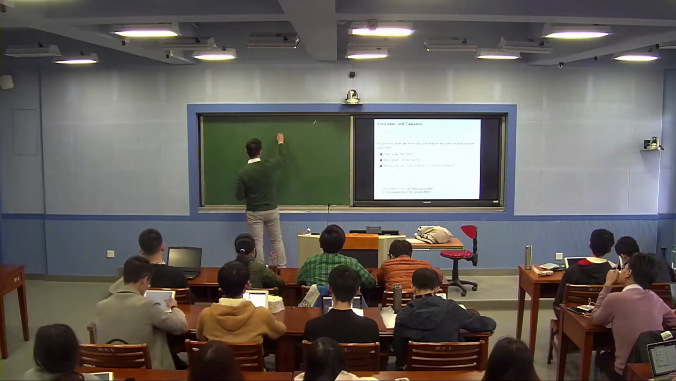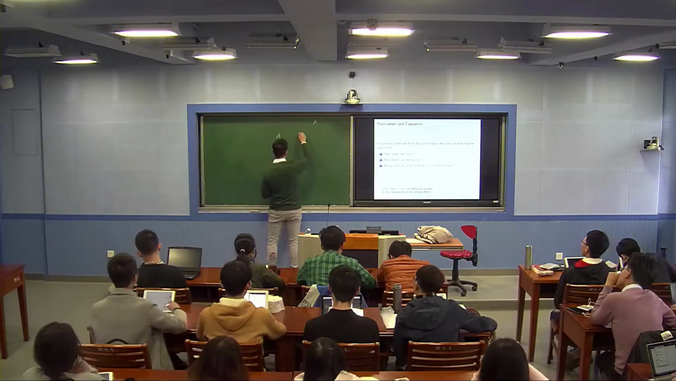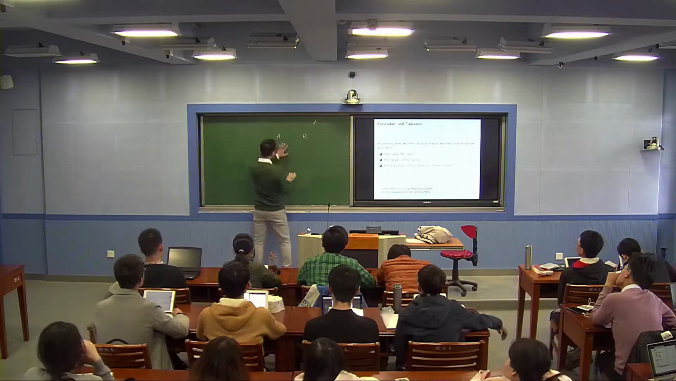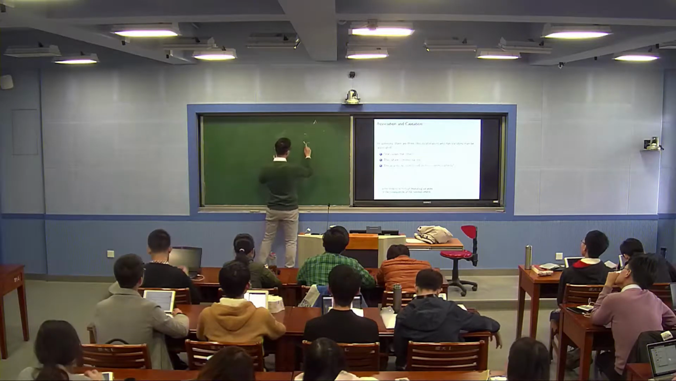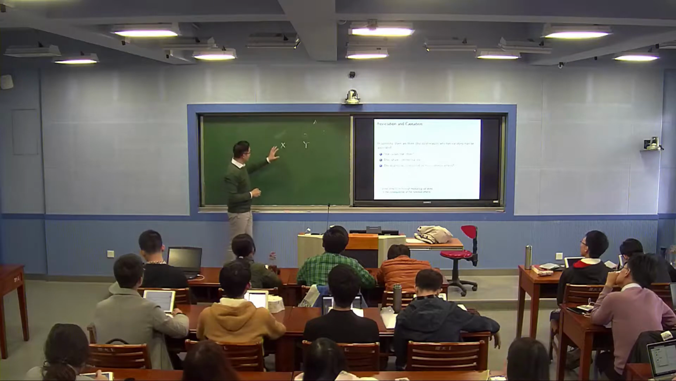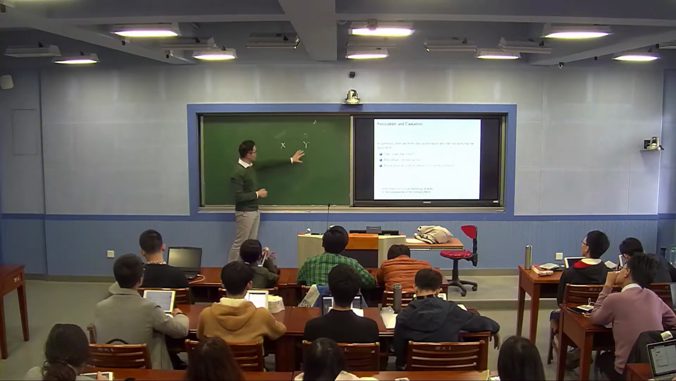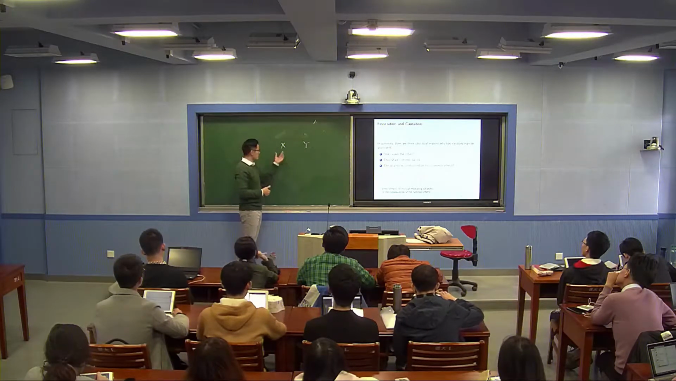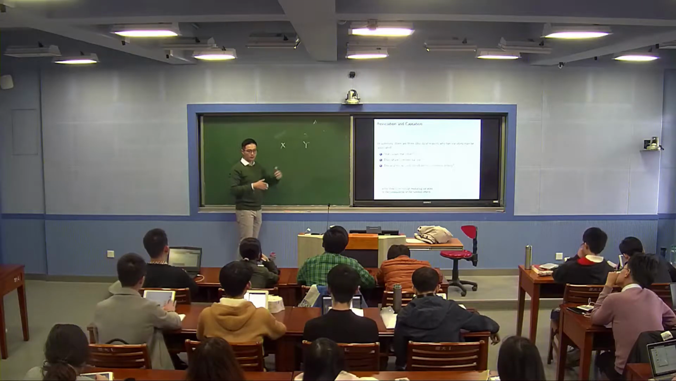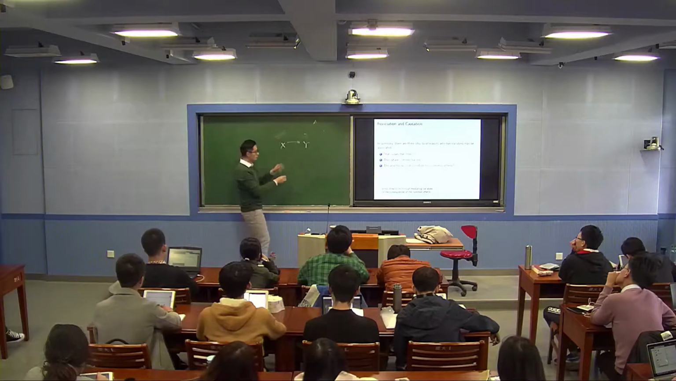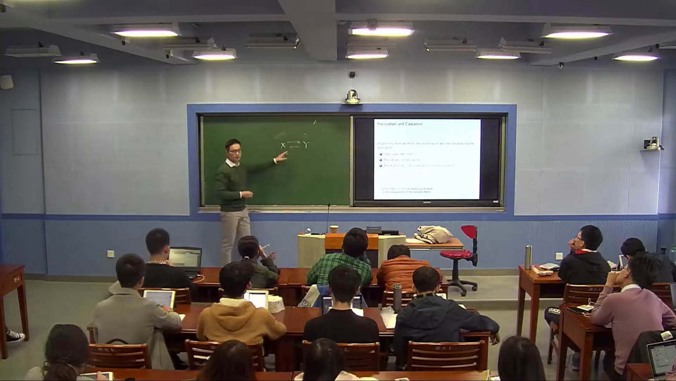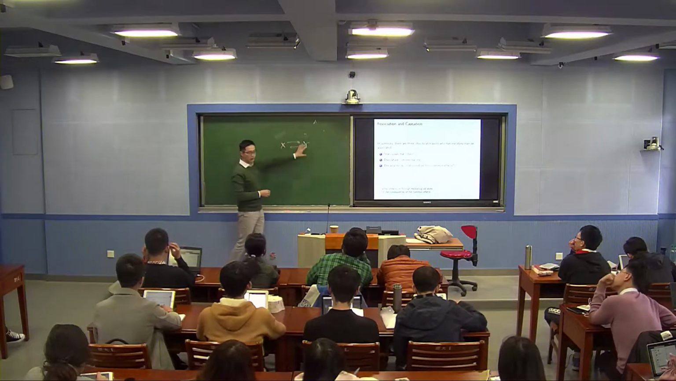Suppose I have X and Y, two variables. Why are X and Y correlated? What are the reasons X could be correlated with Y? Well, there are several reasons. The first reason is X has a direct causal effect on Y, or Y has a direct causal effect on X. This is the first reason that they may be correlated.